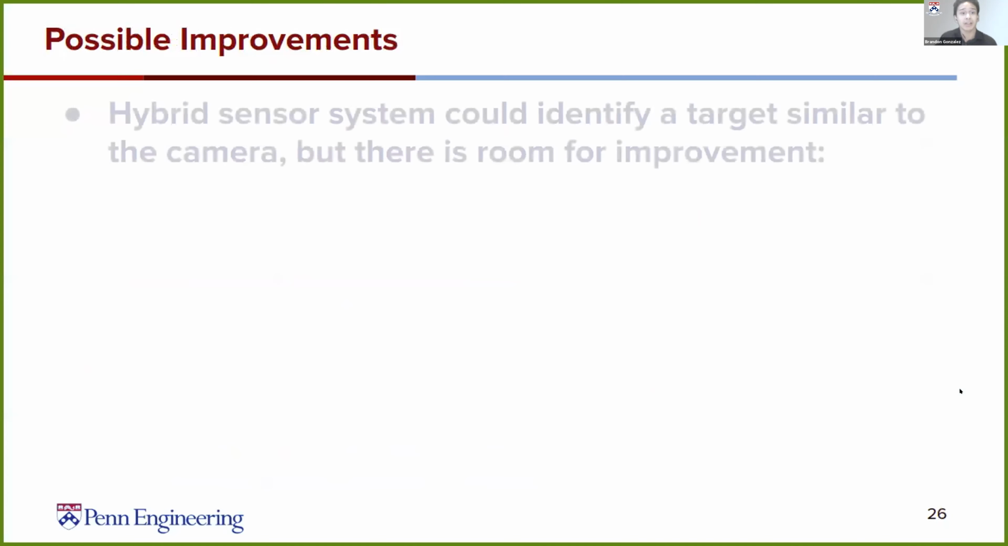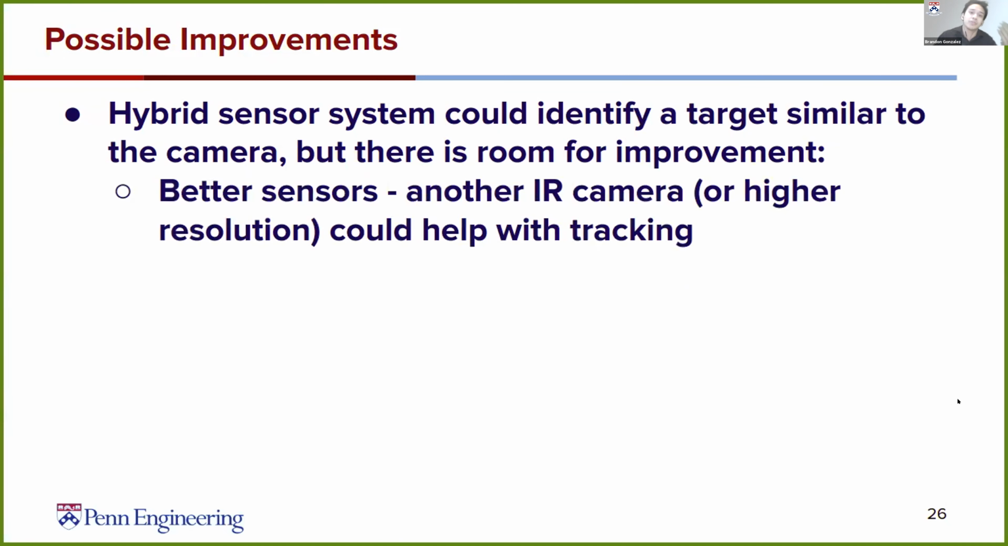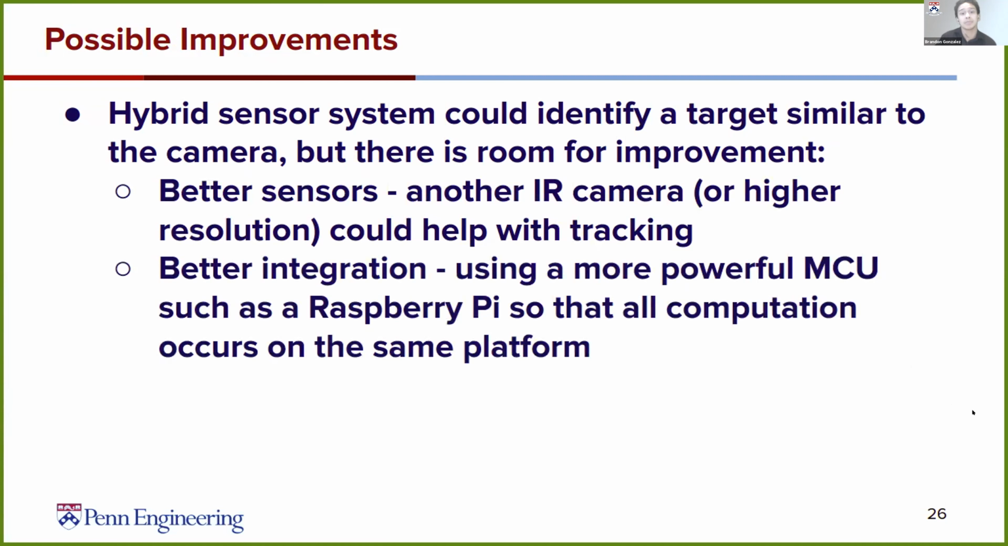So in conclusion, some possible improvements. The hybrid sensor system was able to detect people similar to the camera system, but perhaps we could use better sensors. Another IR camera to provide us depth in the scene could be useful, or higher resolution, so going higher than just 8x8 pixels could help with tracking. Better integration of the system: instead of using a microcontroller feeding into a PC, one idea could be to use a Raspberry Pi and feed the millimeter wave sensor, the PIR sensor, and the IR camera all into the Raspberry Pi for computation on the system.